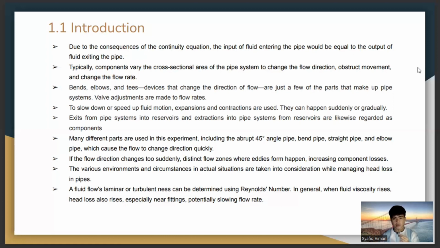A fluid flow, laminar or turbulent, can be determined using the Reynolds number. In general, when fluid viscosity rises, head loss also rises, especially near fittings, potentially slowing the flow rate.